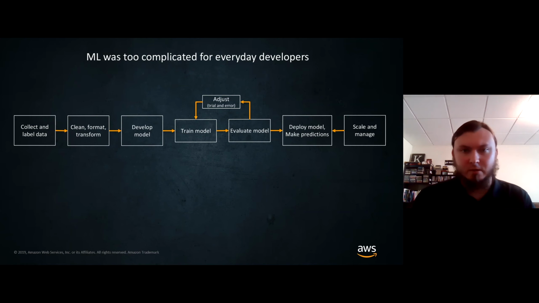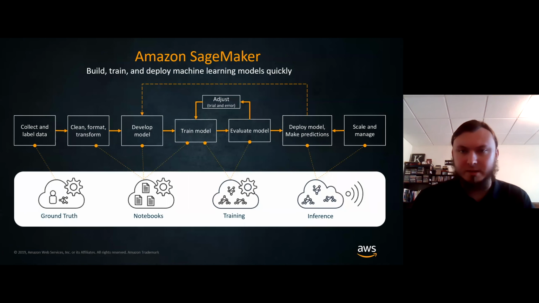What SageMaker aims to do is make this process a lot easier with different components within the service. There are 4 core components that we're going to be discussing in this video and in the next video: ground truth, notebooks, training, and inference. In this video, we will focus on ground truth and notebooks. In the next video, we'll focus on training and inference.